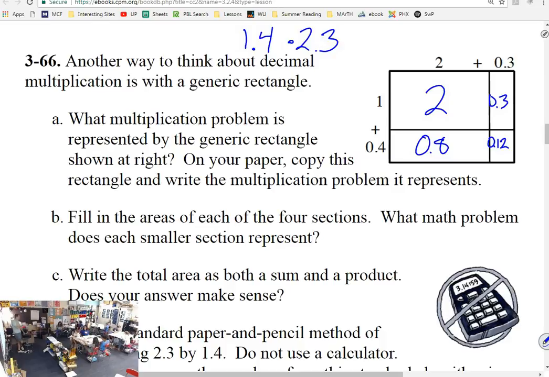Now, here's the other thing. If you draw your generic rectangles somewhat appropriately, and this space is only 0.3, how would this be bigger? It doesn't make sense. So when we talk about making sense of the math, this area is obviously larger than this area. You should be able to correct yourself when you accidentally put the decimal in the wrong place. The other trick is, if there are two decimal places involved in multiplying, there will be two decimal places in my answer.